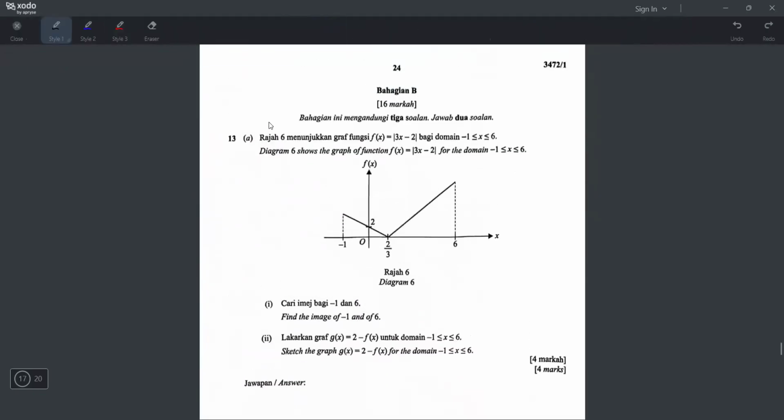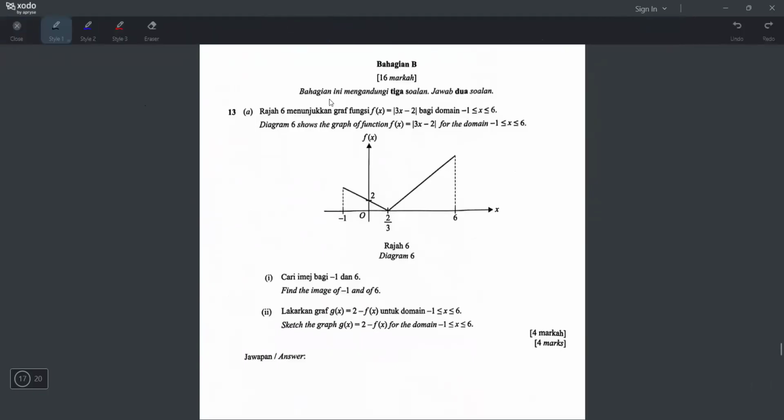Okay, let's do bahagian B now. Bahagian B, they say bahagian ini mengandungi 3 soalan, jawab 2 soalan. Okay, I will jawab all 3. Because I'm doing this video for revision, so I will not choose 2 soalan, I will do all 3. Okay, let's start with 13A.